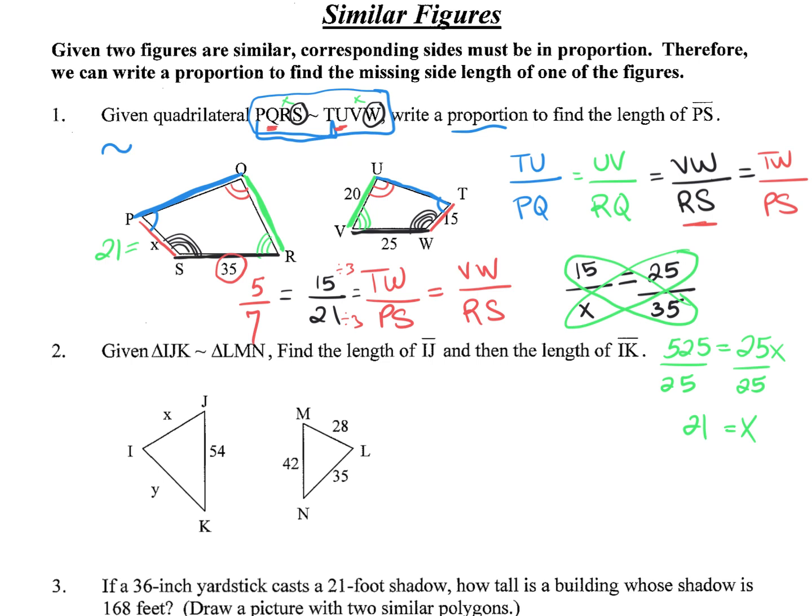Now my other proportion was 25 over 35. Both of those are divisible by 5, which happens to be, when I reduce, 5/7. So the scale factors match.